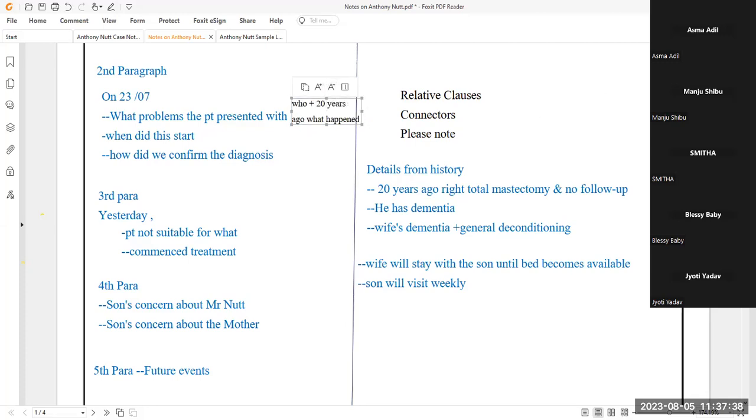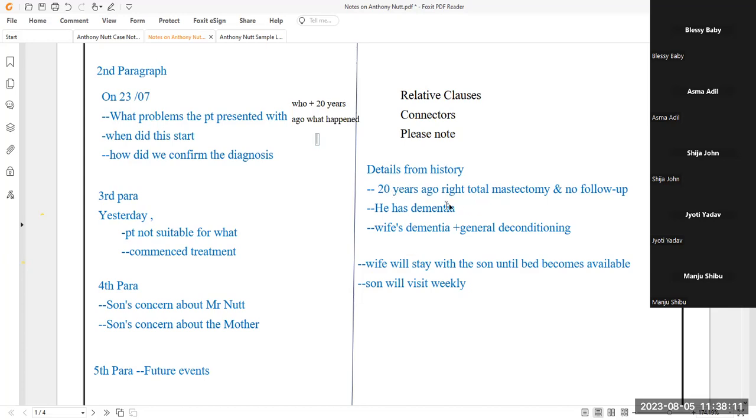Asma, Manju, Smita, Blessy, Jyoti, others, are you clear? Shija, are you clear what I'm saying right now? Yes. Okay, so we formed the structure for how we are going to organize the major events, but we have some extra details from history and don't know where to place them. What devices can you use to logically blend these? You can use relative clauses, and connectors such as because, since, therefore, that. Otherwise you can use please note at the end. Before we get into please note, we are thinking about how we can arrange.